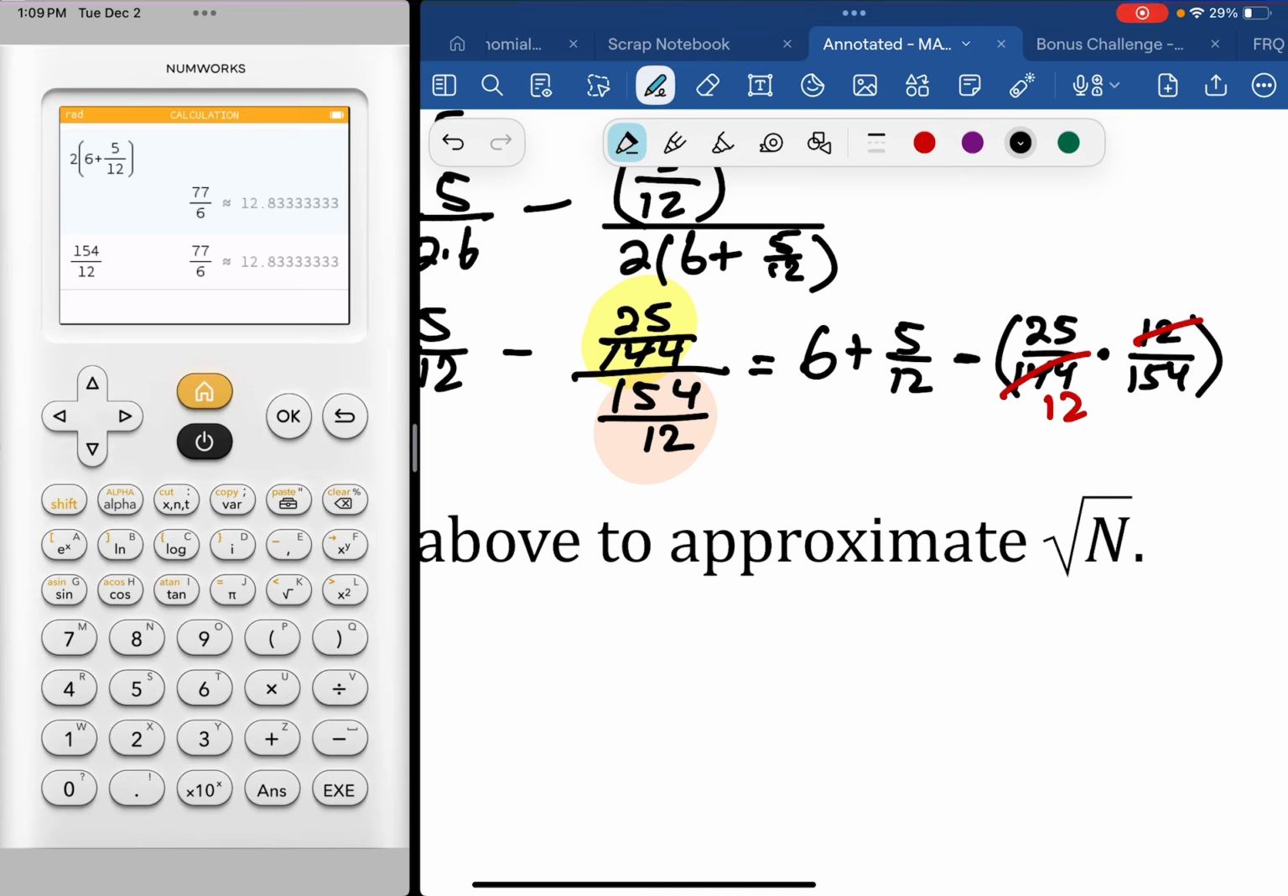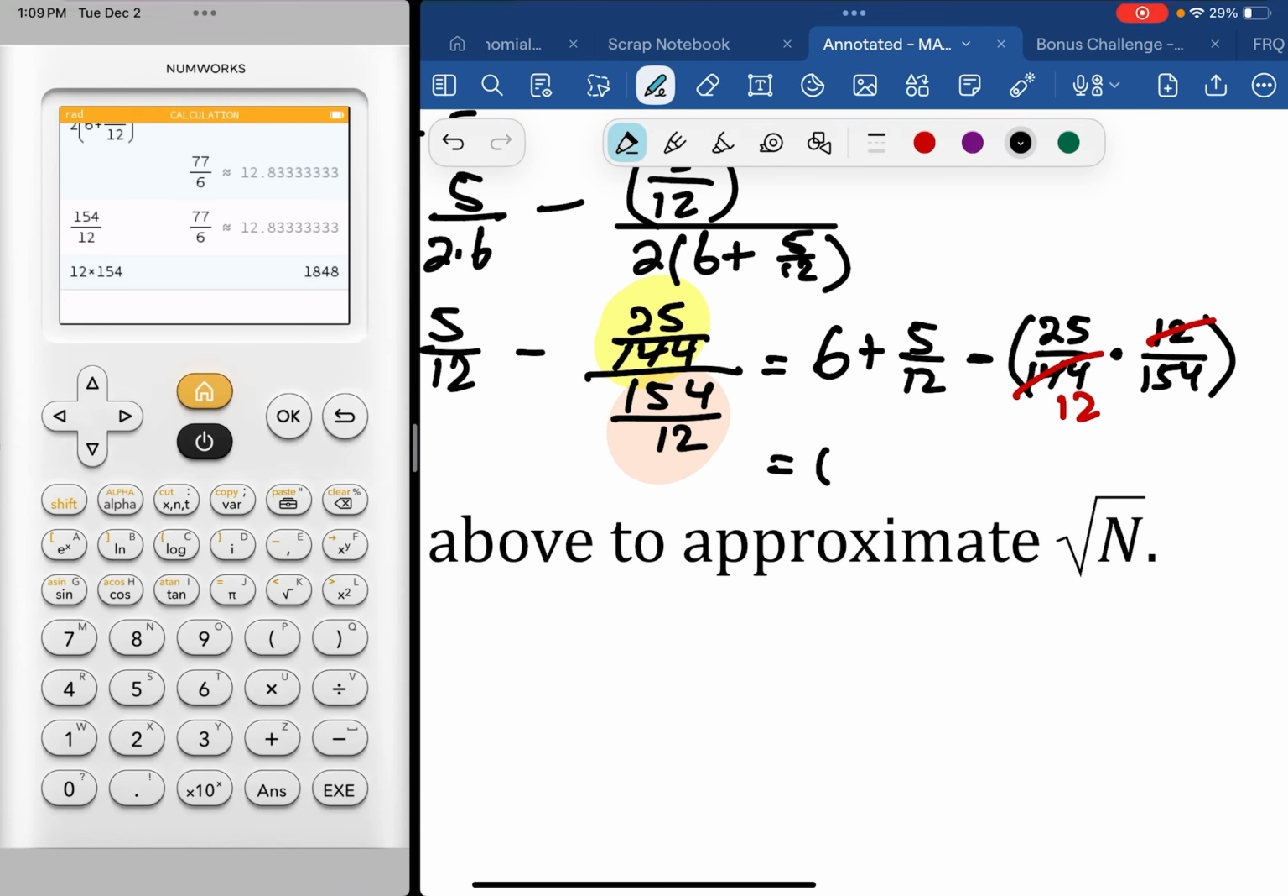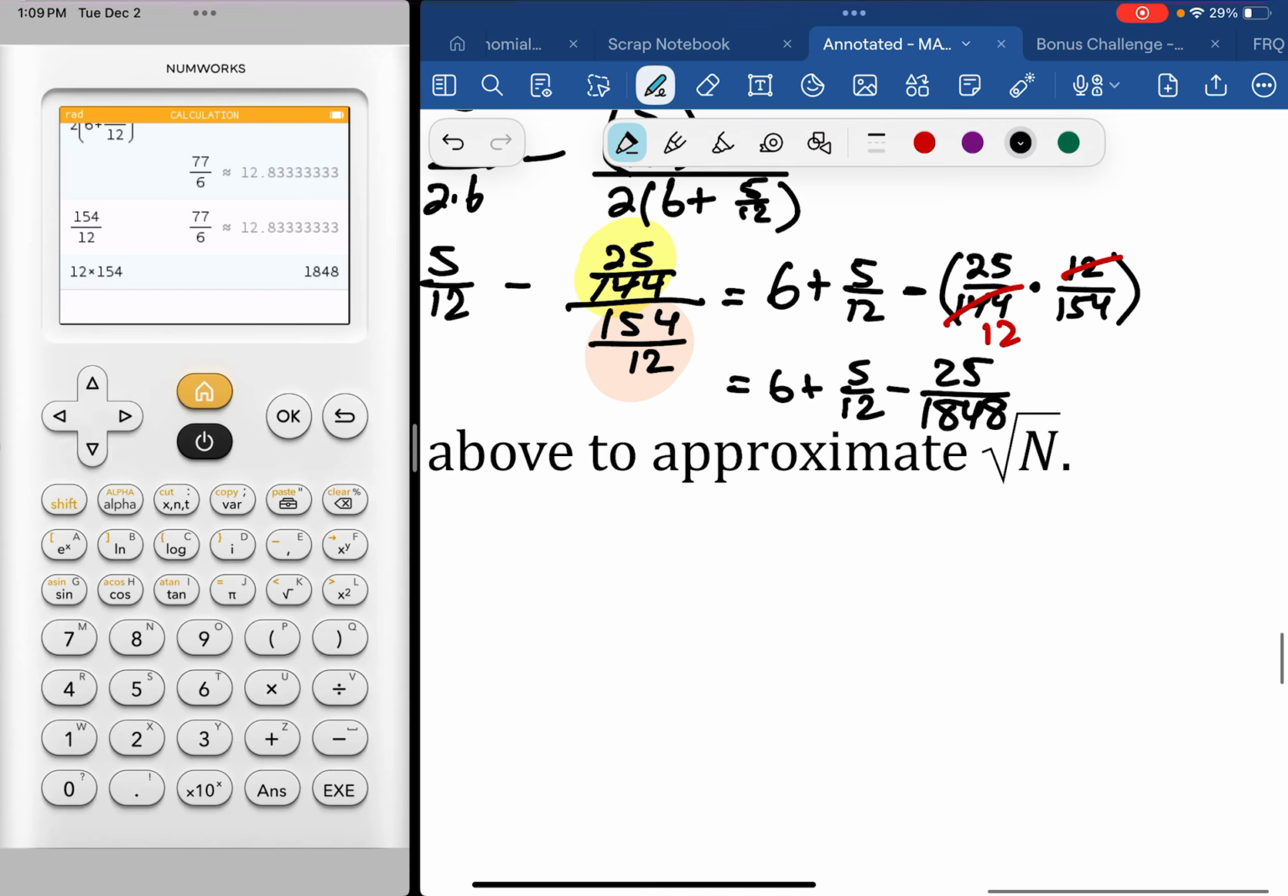I could multiply the 154 times 12, which is going to be 1540 plus 308. So 1848. So 12 times 154 is 1848. Okay, so then 25 up top. So we're looking at 6 plus 5 over 12 minus 25 over 1848. And then at this point, I would go decimal form. I don't see a better way.